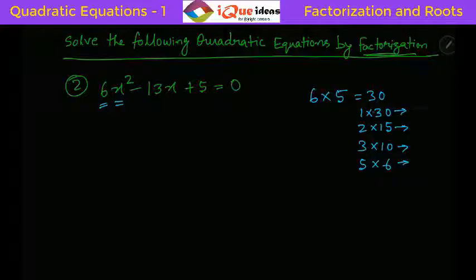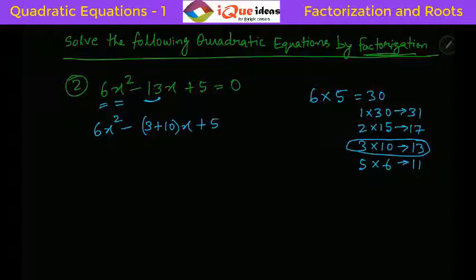Right? So here in the first one it is 1 plus 30, that is 31. In the second one it is 2 plus 15, 17. Third one it is 3 plus 10, 13. And the fourth one it is 5 plus 6, 11. Here the coefficient of x is 13. That means we need to take this one, that is 3 plus 10. So now what we do is we write this 13 as 3 plus 10, that is 6x squared minus, in place of 13, take 3 plus 10, x plus 5 equal to 0.